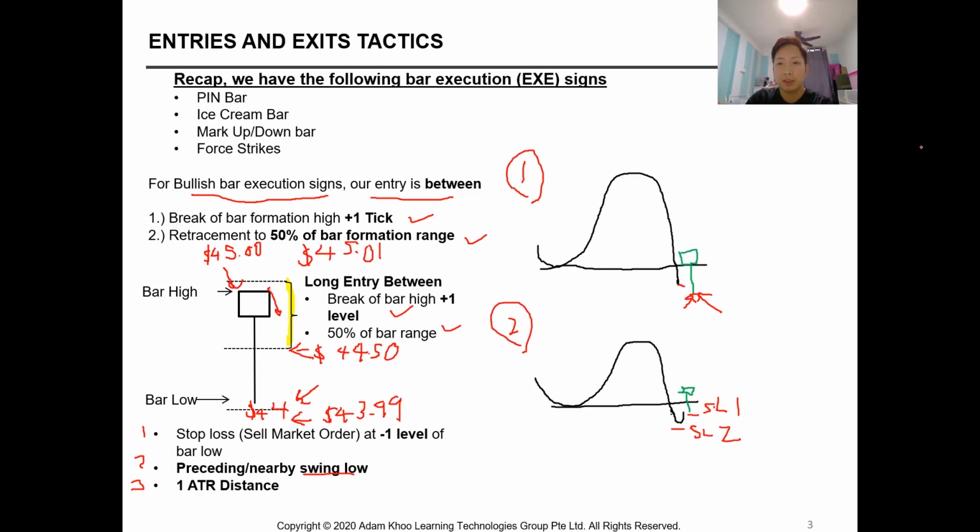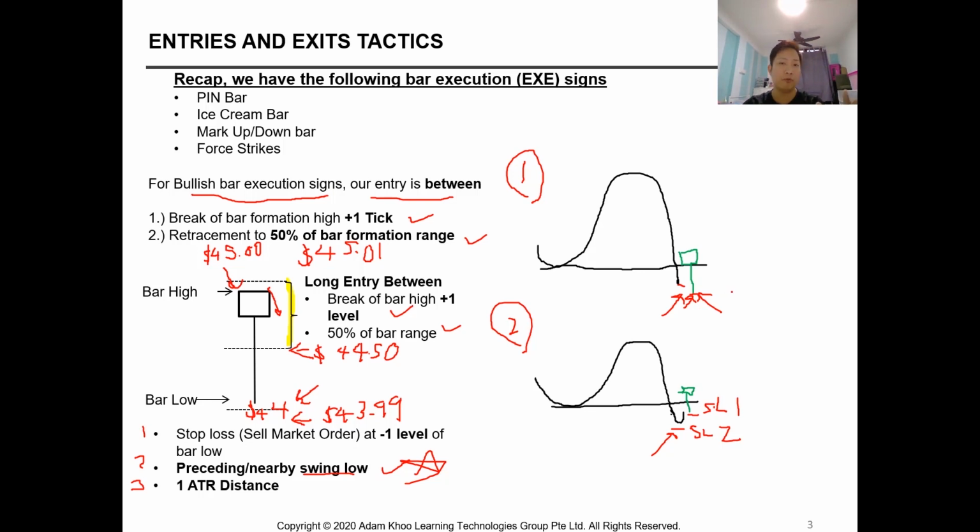Okay, so understand that most of the time, 99% of the time, I'm using number 2, the preceding nearby swing low. So regardless of where the EXE forms, I always put my stop loss near the preceding swing low. Once the EXE forms, look slightly to the left side, right, the swing low here, I'll put it here. Whether it's formed by the EXE or not, I'll put it there.